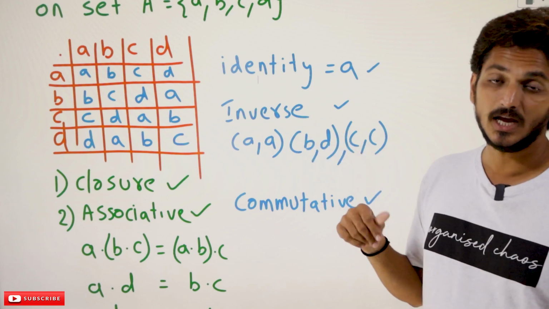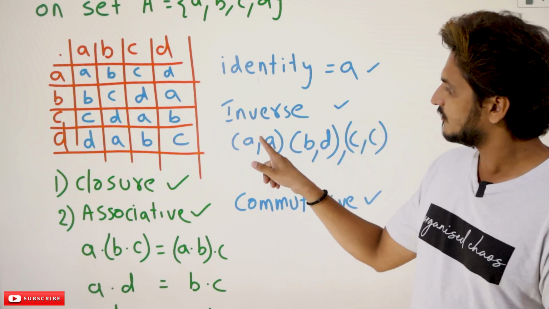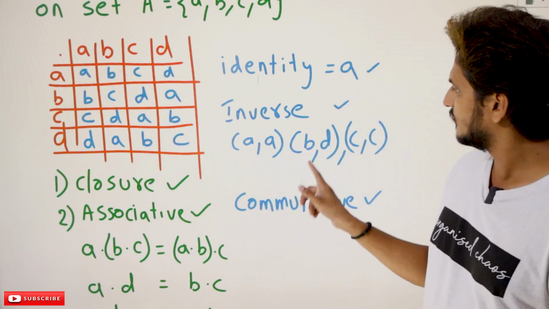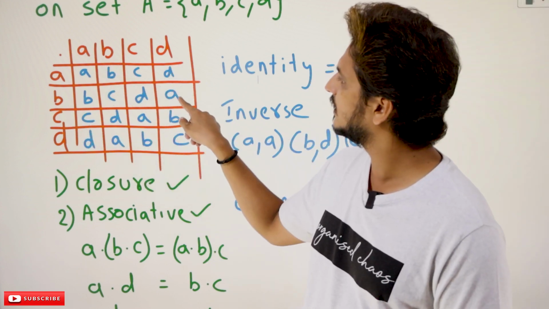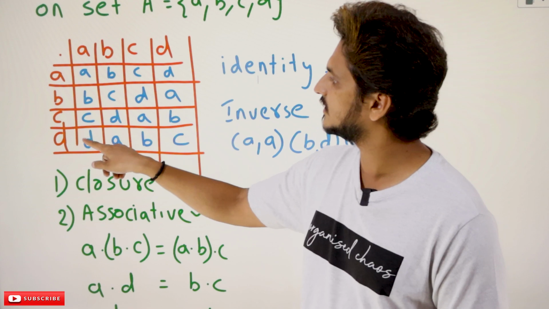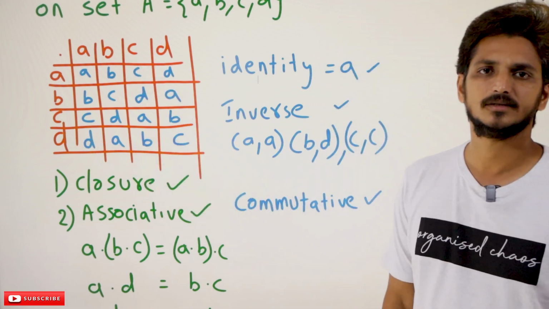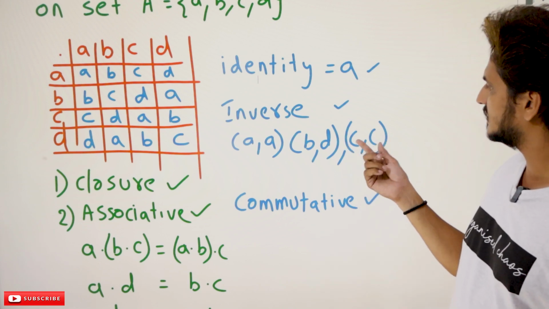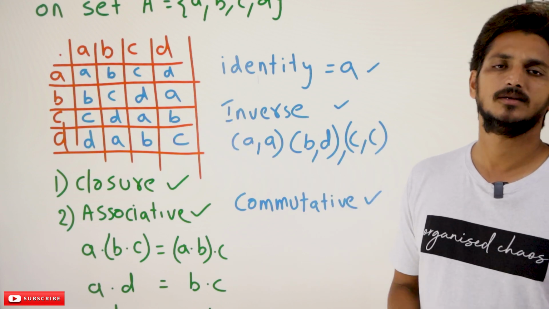Similarly, we need to check for inverse. We are having an inverse for all the elements. For A, A is the inverse because A dot A gives the identity. For B, D is the inverse. B dot D is the identity element. Similarly, D dot B is the identity element. So C is the inverse for C. You check the table, you are going to get C, the inverse is C.